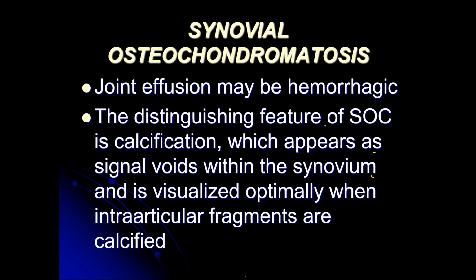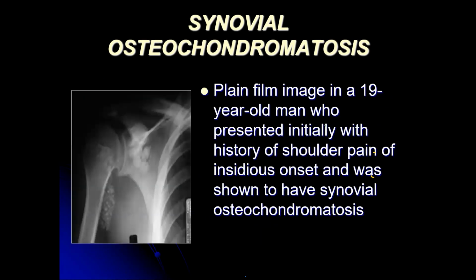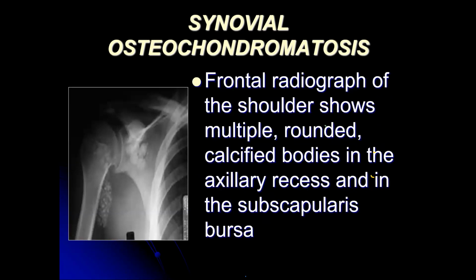You should distinguish the feature in calcification, which appears as signal voids within the synovium and is visualized optimally when intra-articular fragments are calcified. This shows you synovial osteochondromatosis occurring at the inferior aspect over the subscapularis muscle, also around the glenoid.